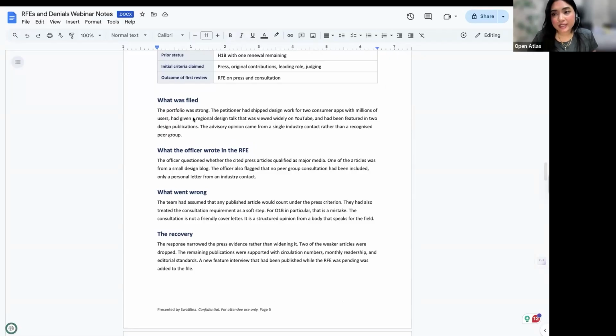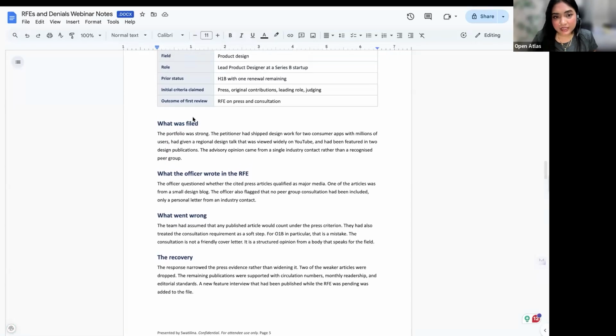So what was filed, sorry. The portfolio was very strong indeed, because in products, things become stronger. So the petitioner had shipped design work of two consumer apps with millions of users, had given a regional design talk that was viewed widely on YouTube and had been featured in two design publications. The advisory opinion came from a single industry contact rather than a recognized peer group.